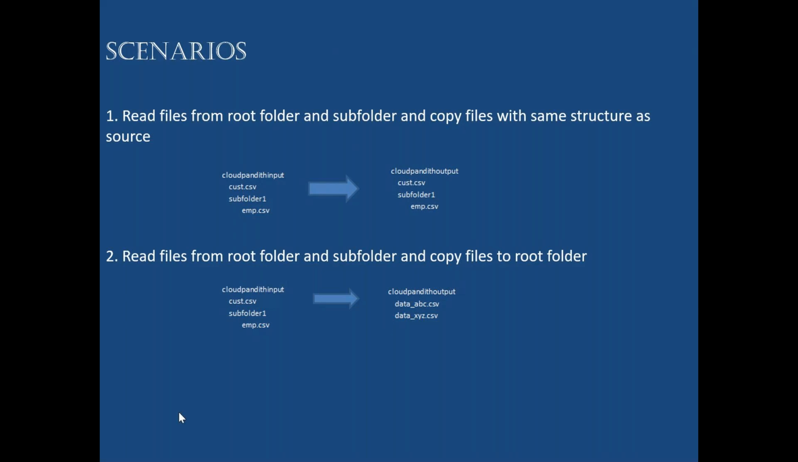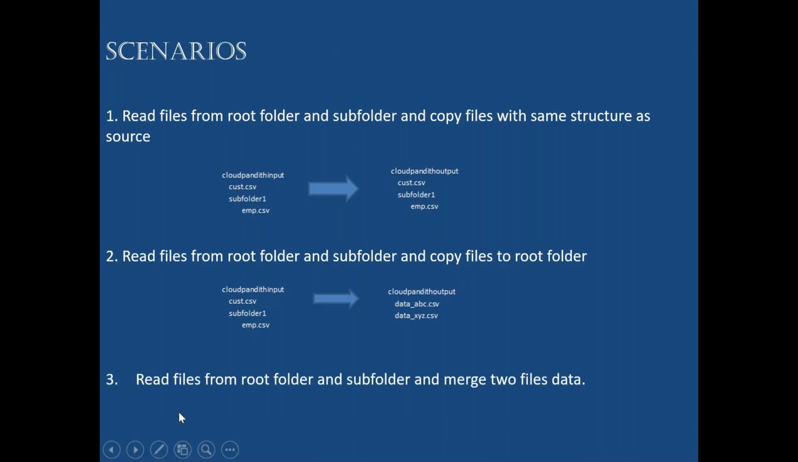Now let's say read files from the root folder and subfolder and merge the two files' data. For example, you have custom.csv and emp.csv, which actually have the same data, same structure. Now I am just merging the two files' data and saving into a single file in the target. So for that you need to use a merge. Preserved hierarchy, flatten hierarchy, and then merge. So there are three types of copy behaviors we will have. So these are the three. Clear all of you?